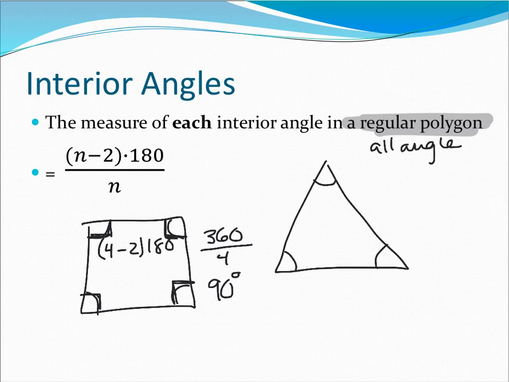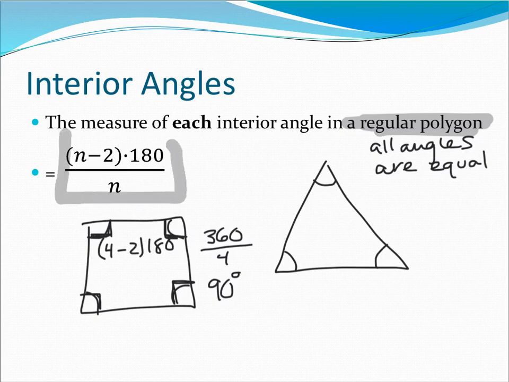So a regular polygon means that all angles are equal. They're all the same. And this is the formula we use to find each angle.